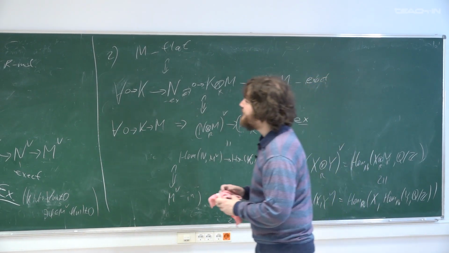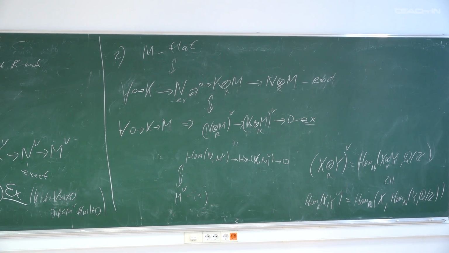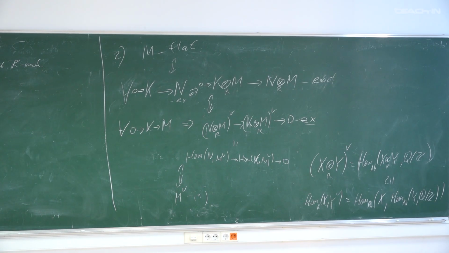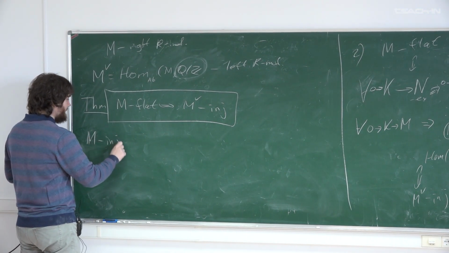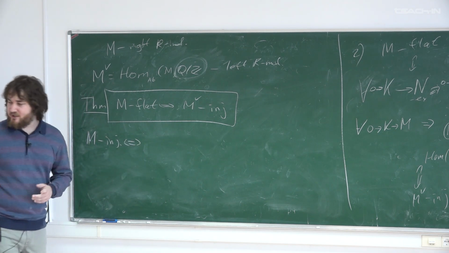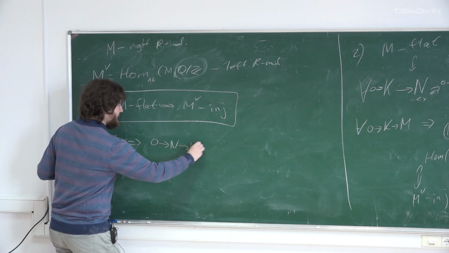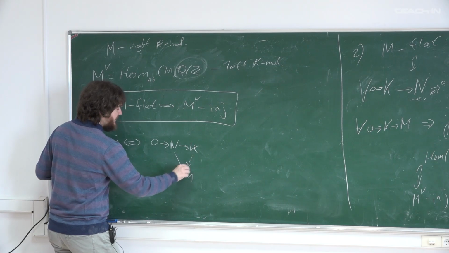So we obtain this criterion. For example, because we know some Baer criterion for injectivity, we obtain some criterion for flatness in terms of ideals of your ring. I recall that a module is injective if and only if, by definition, for any injection of modules, any map to M can be extended to the bigger one.